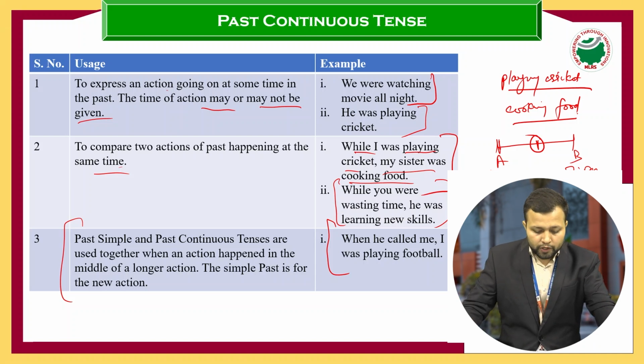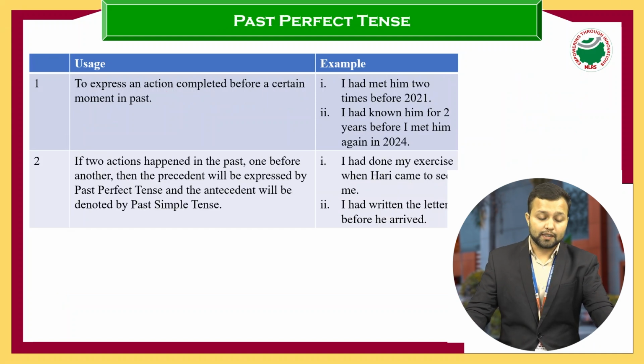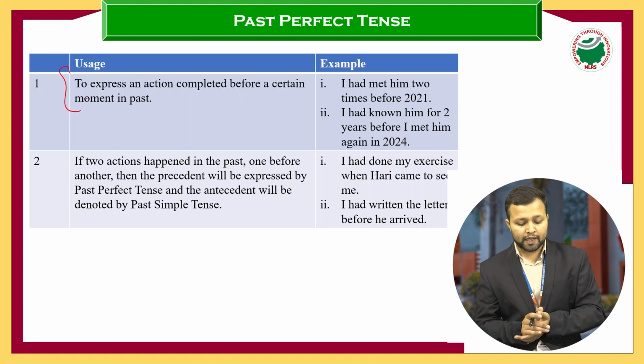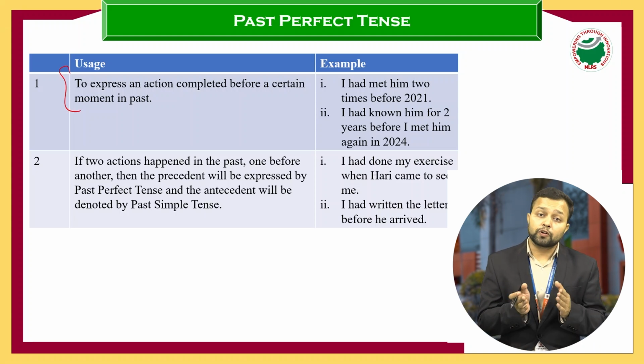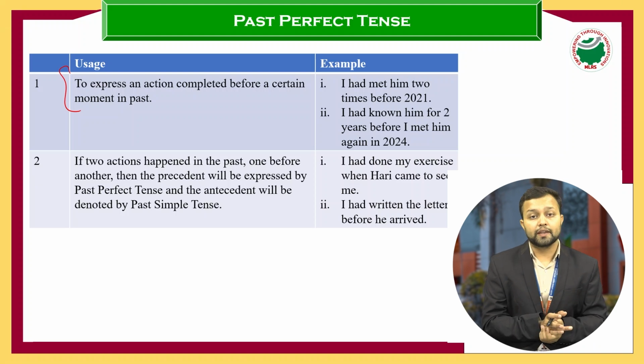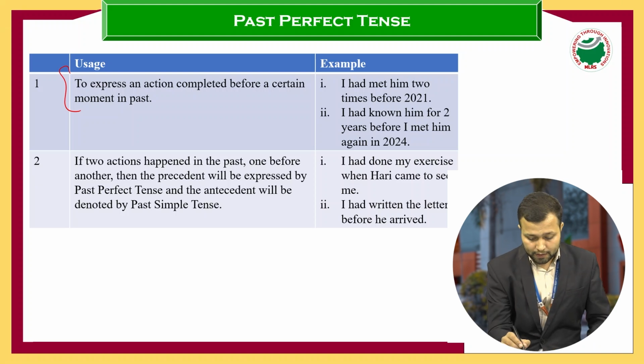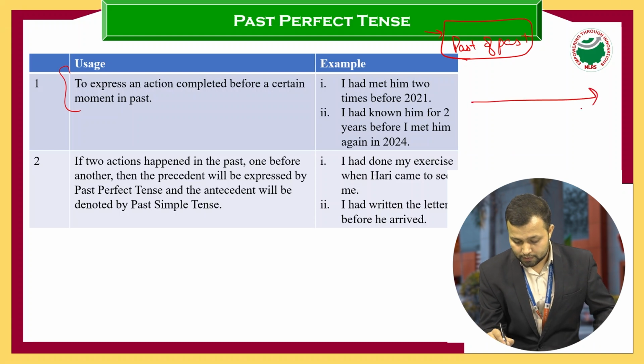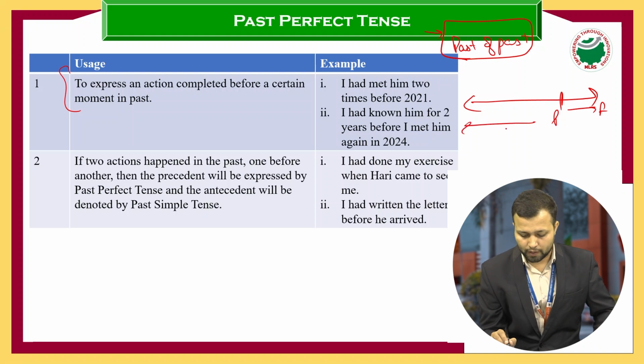Moving on to past perfect tense. We use past perfect tense to express an action completed before a certain moment in the past. This tense is also known as past of past. Let's understand this term past of past by timeline. See, this is our timeline. This is our present. This will be our future. This is our past, total past.